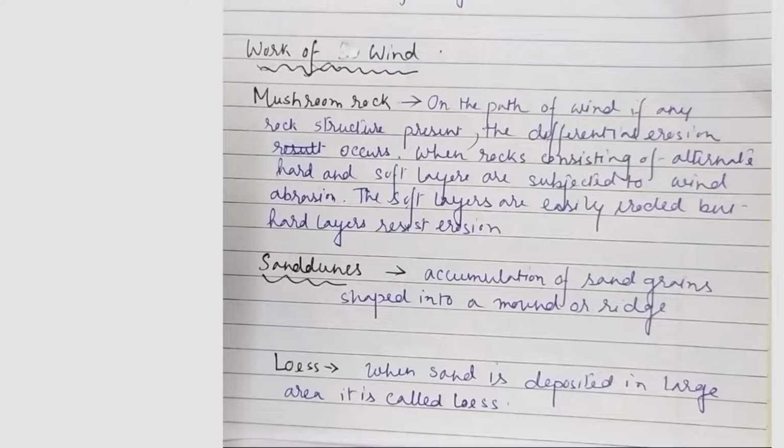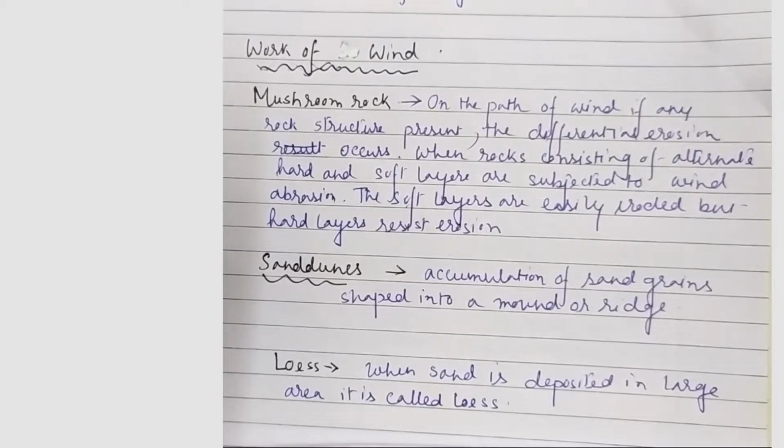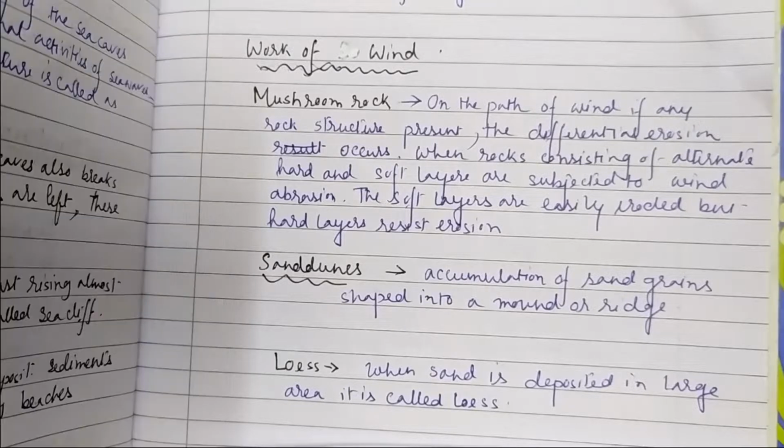You know that an active agent of erosion and deposition in the desert area is wind, isn't it? So assume on the path of wind, if any rock structure is present, differential erosion occurs. When rocks consisting of alternate hard and soft layers are subjected to wind abrasion, abrasion means rubbing together, the soft layers are easily eroded, but hard layers resist erosion and form a mushroom-like structure, and it is called mushroom rock.